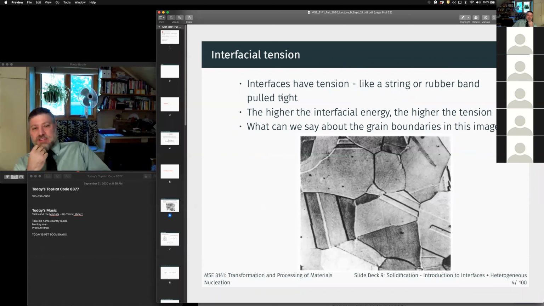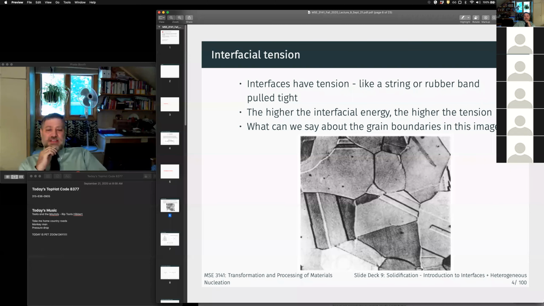what we have to remember about interfaces is, right, interfaces have tension, right? It's like a string or a rubber band pulled tight, right? The interfacial tension is what keeps a soap bubble round, right? And we know from our discussion of Gibbs-Thompson, right, that this interfacial tension can affect the chemical potential. It affects the free energy of our system, right? And we know that the higher the interfacial energy, the higher this tension is going to be, right?